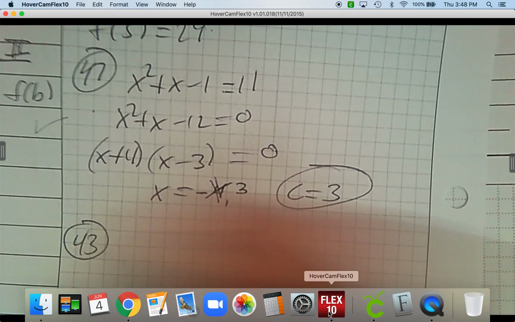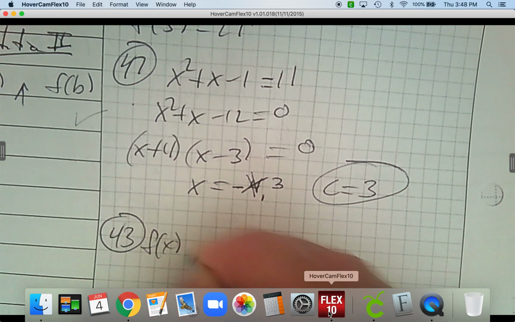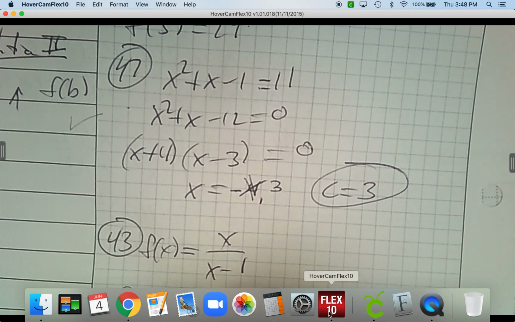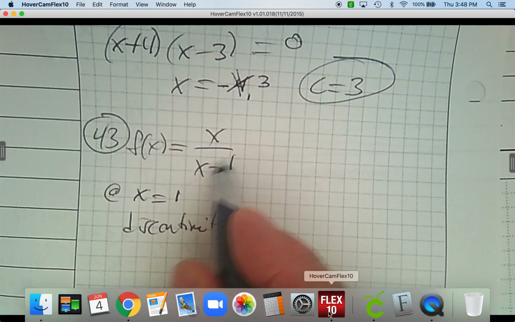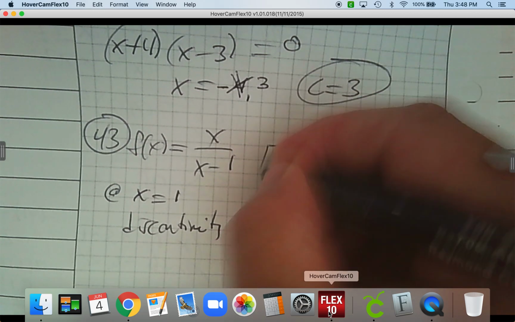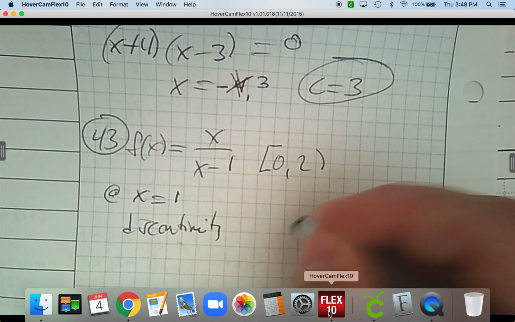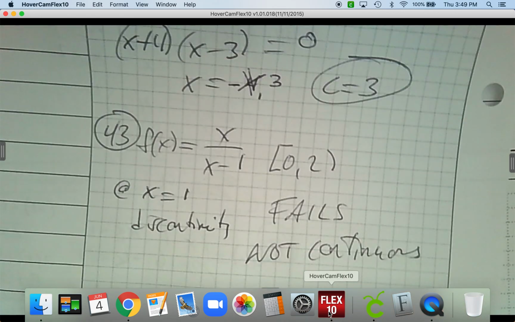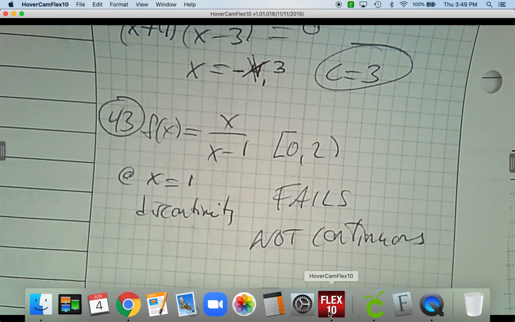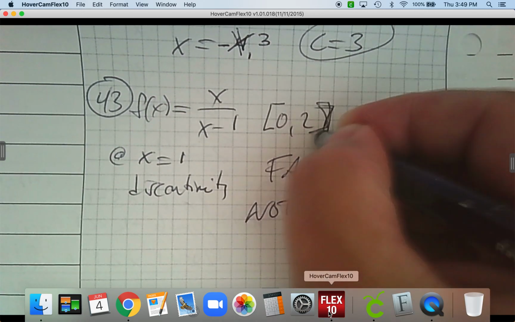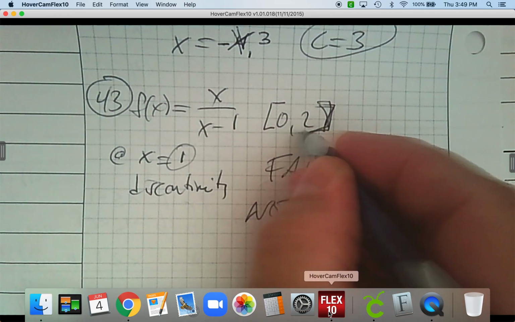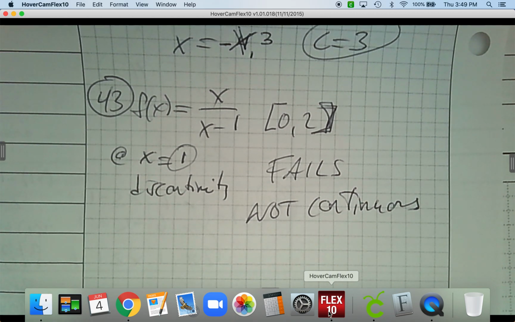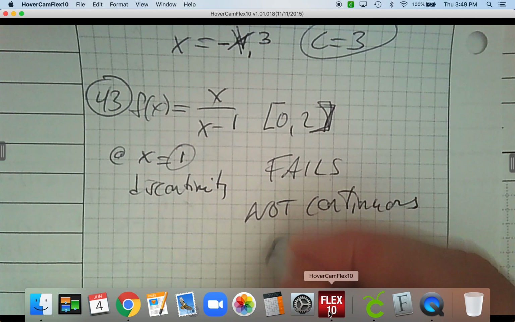All right, 43, and that connects us to 48. So 43, we have f at x equals x over x minus 1. At x equals positive 1, we have a discontinuity. So when I look at the denominator, positive 1 does that. So when I look at the interval from 0 to 2, right away it fails because it's not continuous. And if you look at it, they don't even want you to try to figure it out from there. So the interval is between 0 and 2. 1 is in that interval. And at 1, it's not continuous. It fails the first condition. The first condition is it must be continuous in that interval. It is not. So therefore it fails. It's not continuous. No C value.